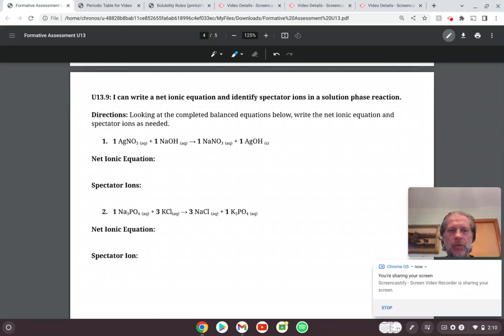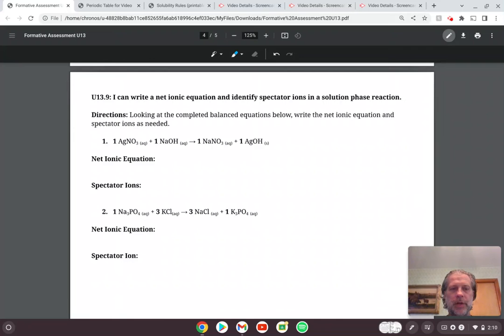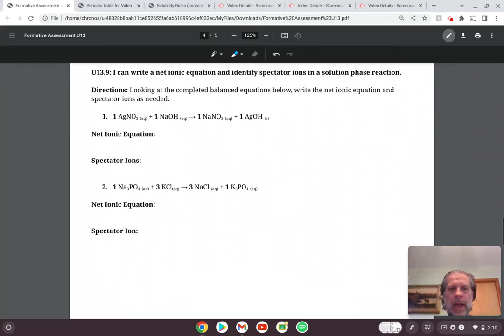Welcome back to the solution guide for Unit 13 practice quiz. We're going to just focus on 13.9 now, and I'll do a separate video about the lab question. But 13.9 asks you to write net ionic equations and identify the spectator ions in a solution phase reaction.